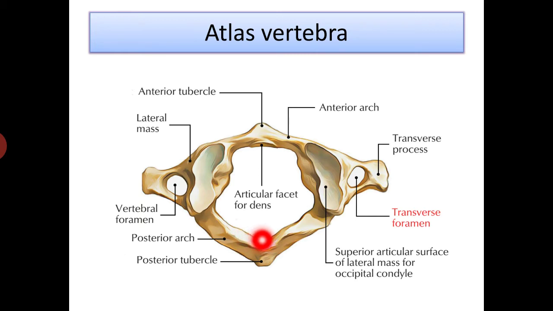posteriorly in the median plane you also find one tubercle, and that indicates the spinous process. That resembles the spinous process of this vertebra. Okay, and that is called the posterior tubercle. You can see here this is the posterior tubercle.